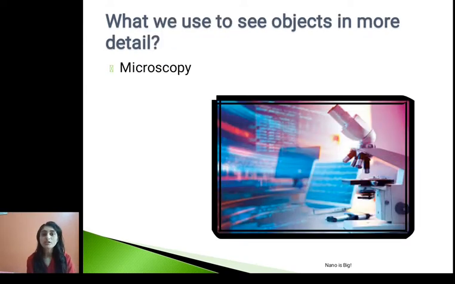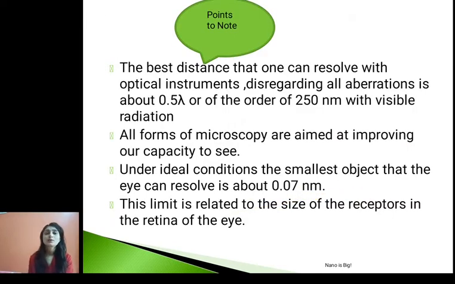What do we use to see objects in more detail? Basically, we use microscopy. Now, certain points we have to note. The best distance that one can resolve with optical instruments, disregarding all aberrations, is about 0.5 lambda, or of the order of 250 nanometers with visible radiation.